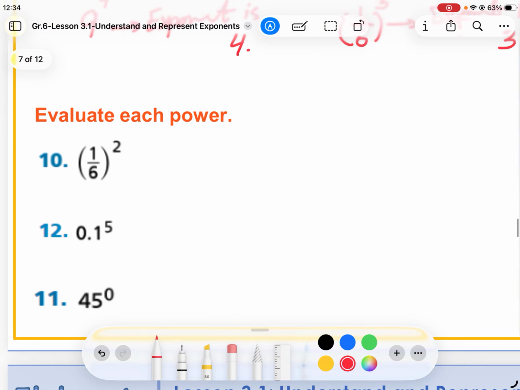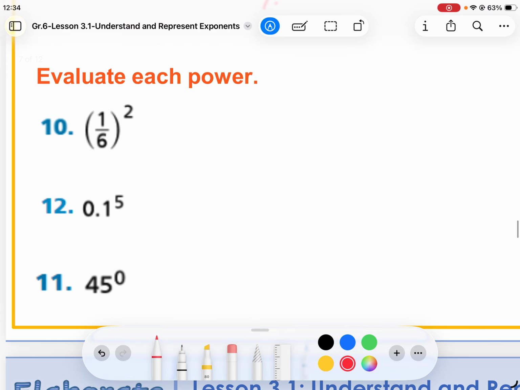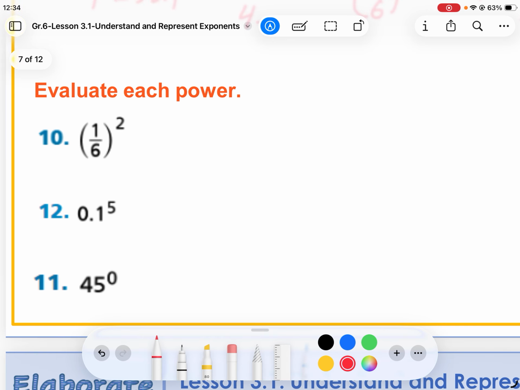Okay, let's move on to the second part where they want you to evaluate. Here, evaluate means you guys should find.